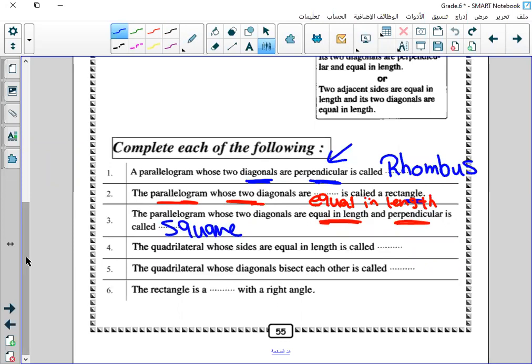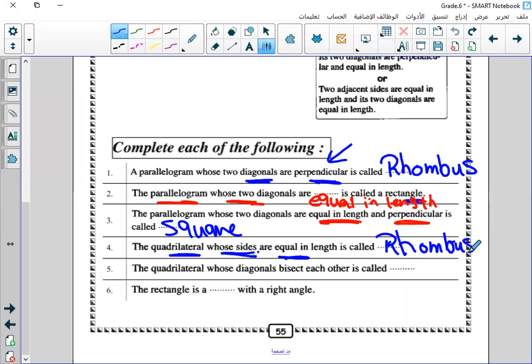the quadrilateral whose sides are equal in length. Who can answer number four? Habiba, you can answer. Square and rhombus. Okay. Firstly, if he told you the quadrilateral whose sides are equal in length only, you will write rhombus. Okay?